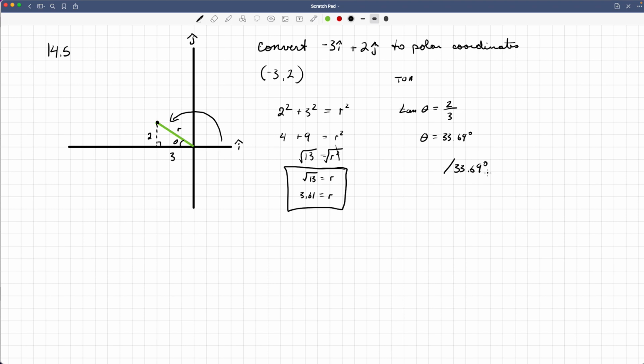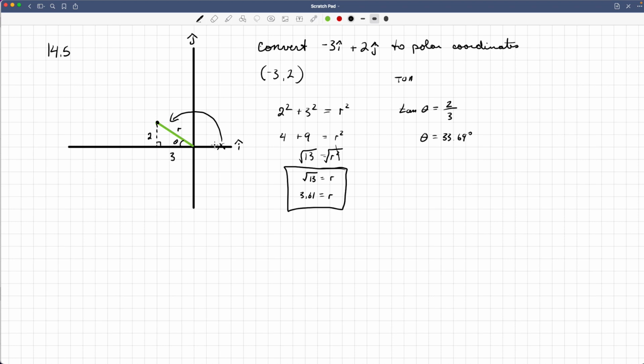That is not the correct degree of measure. Hang on, I goofed. This is the correct degree of measure for theta. But the way that we write the polar coordinate is going to be in regards to beginning here. We always have to do that. I forgot about that for just a moment.